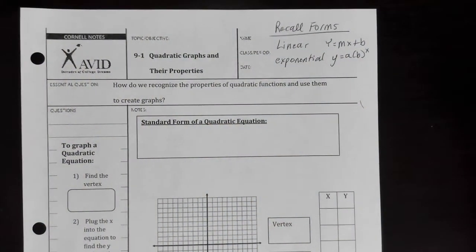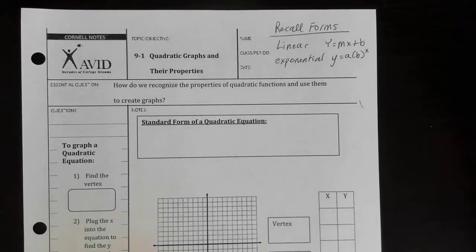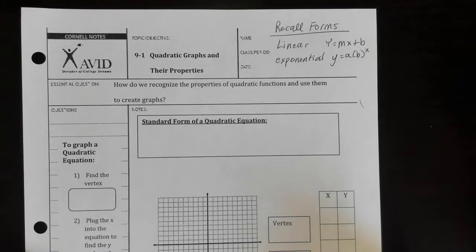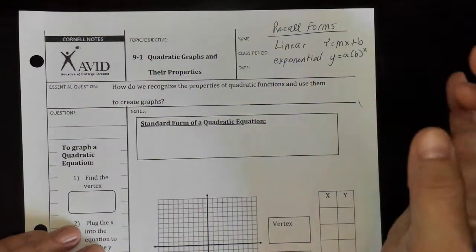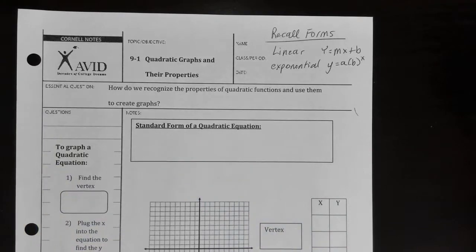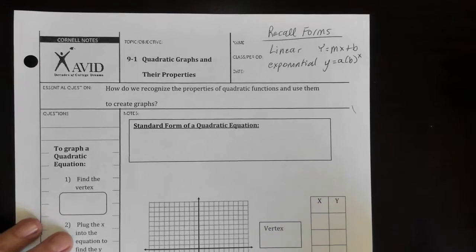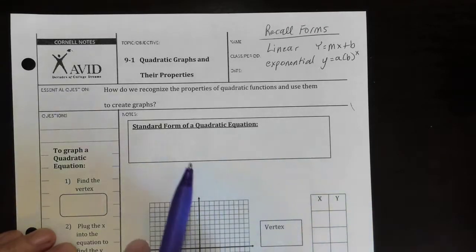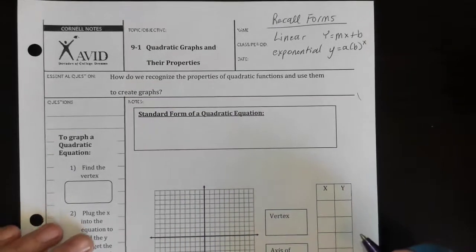What we're going to do today for our learning goal is try to recognize the properties of quadratic functions and use them to create graphs. If you have graph paper at home, that's really helpful. If not, I'm sure you could look for graph paper on the internet and print it off if you need it. So first thing we need to know, what is the standard form of a quadratic equation?